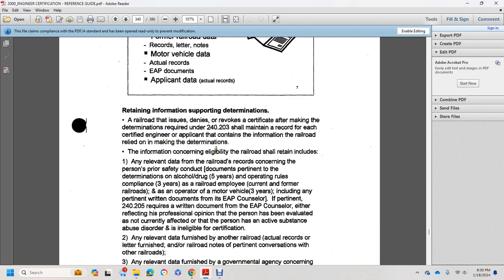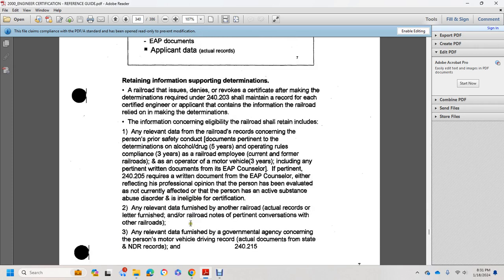In making a determination, the information concerning the eligibility of the person that the railroad should retain includes relevant data from the railroad's records concerning the person's prior safety conduct, including documents pertaining to the determination on alcohol and drugs, and 5 years of operating rules compliance with the current or former railroad employer, and operator motor vehicle records for 3 years, including any pertinent written documents from the EAP counselor pertaining to 240.205. The written document from the EAP counselor reflects the professional opinion that the person has been evaluated and is not effectively treated if the person has active substance abuse disorder and is ineligible for certification.